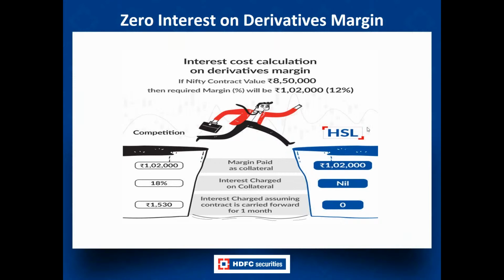So here we have taken an example that suppose you use 1 lakh rupees of margin to trade in derivatives from your collateral margin, that is from your shares which you have pledged. Our competitors do charge 18% interest. If you hold this position in FNO for 1 month utilizing this 1 lakh rupees of collateral margin, you will be charged 1500 rupees as an interest cost. But if you use the same with HDFC Securities, 1 lakh rupees of margin against your collateral, there won't be any kind of interest charge to you. There is a 0 interest percentage where you can use your portfolio in a productive manner.